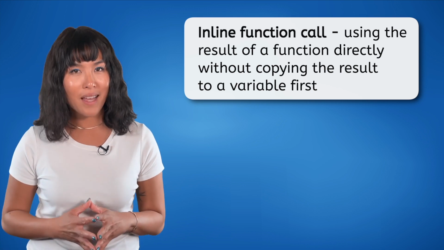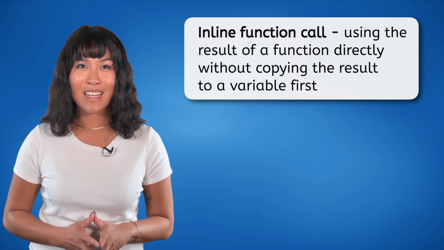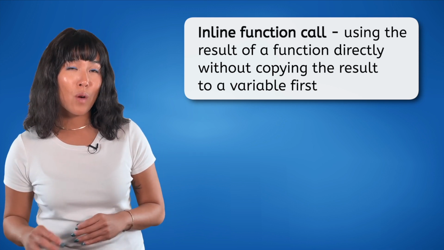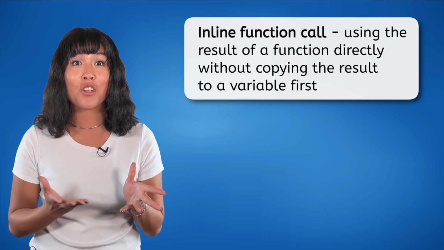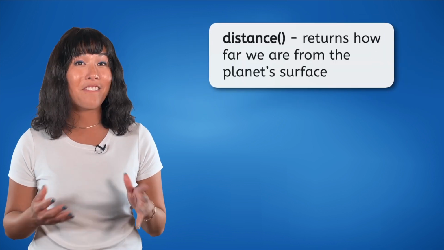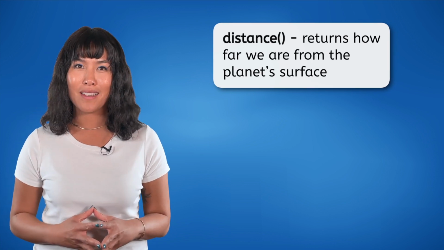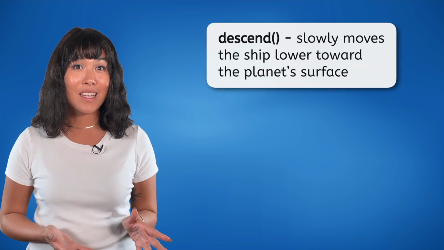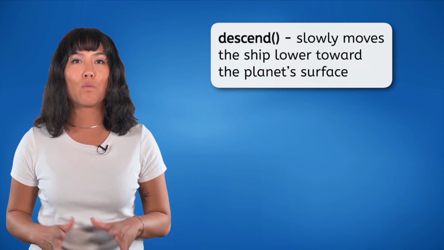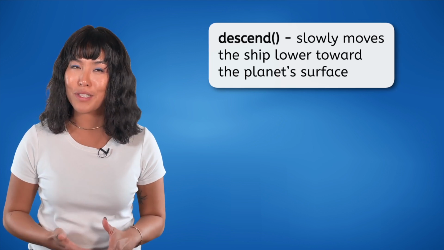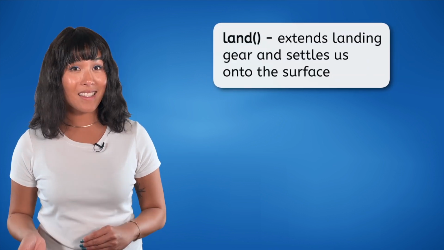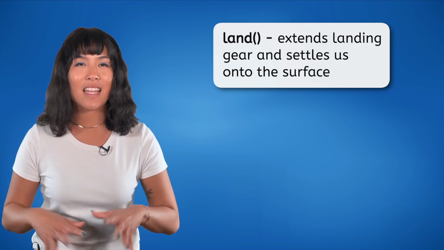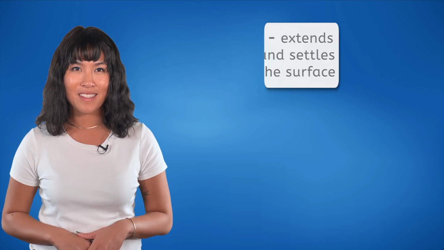Now that we've found a planet, we will try and land on it. We will use while loops to code our landing sequence. For us to land correctly, we will use two functions that we have created just for this program. First, we have our distance function, which will tell us how far we are from the planet's surface. Then we have our descend function that will move the ship closer to the planet's surface. Lastly, we have a function called land, which will extend our landing gear and settle us onto the surface.